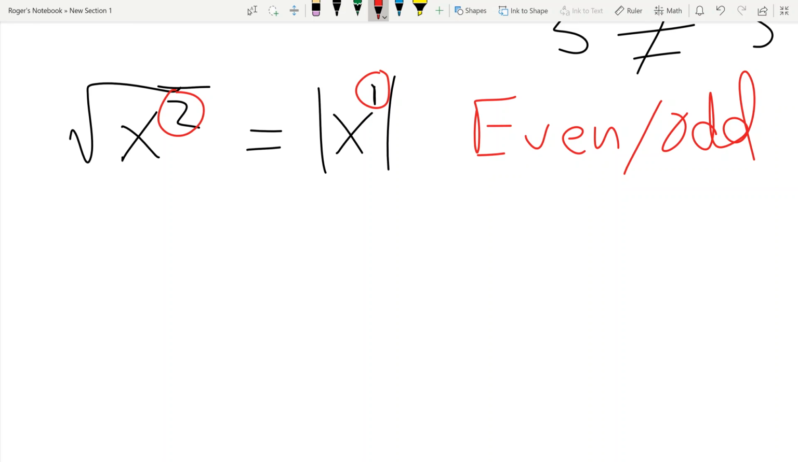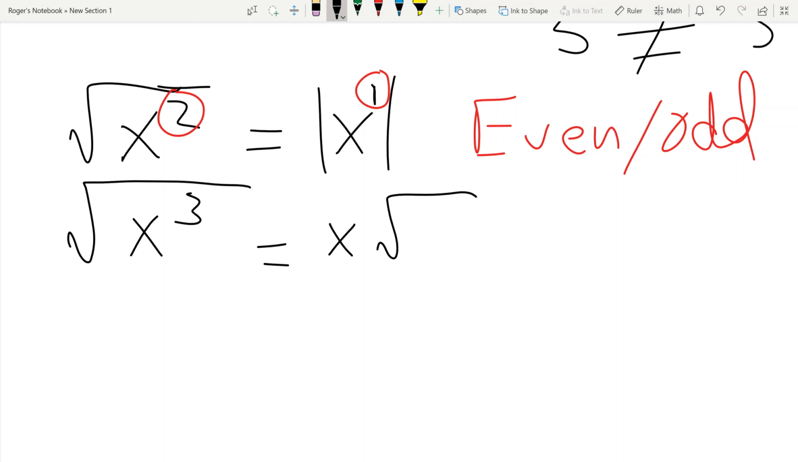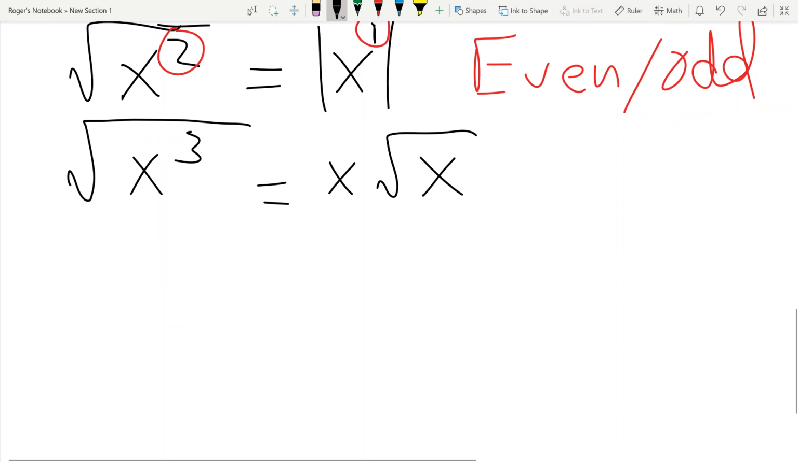How about this next one? Let's take a look at this one. The square root of x cubed. What would that look like? What's that one equal to? Well, it turns out that it's equal to x times the square root of x. Okay? X times the square root of x. Keep that in mind. Memorize that.